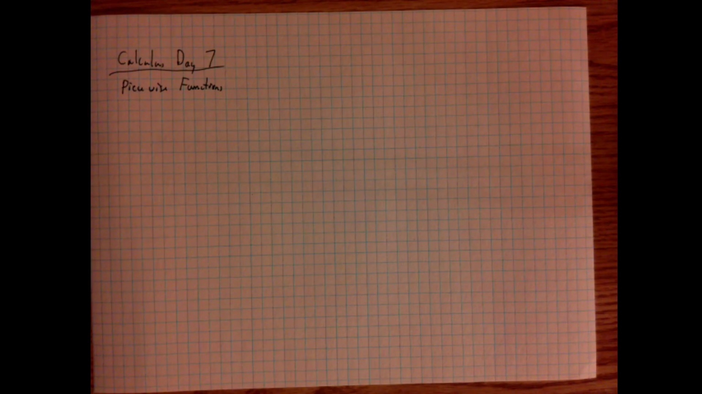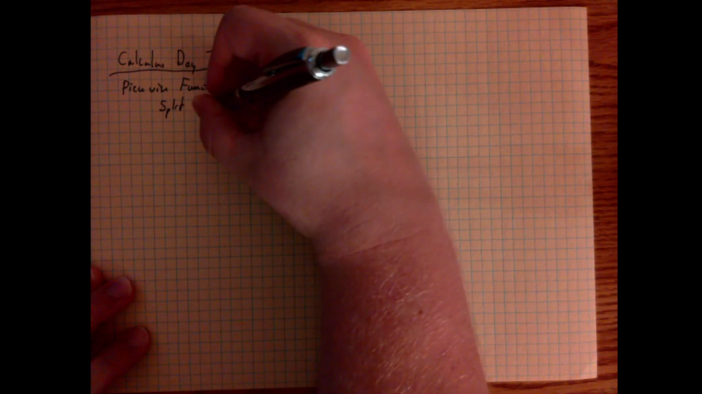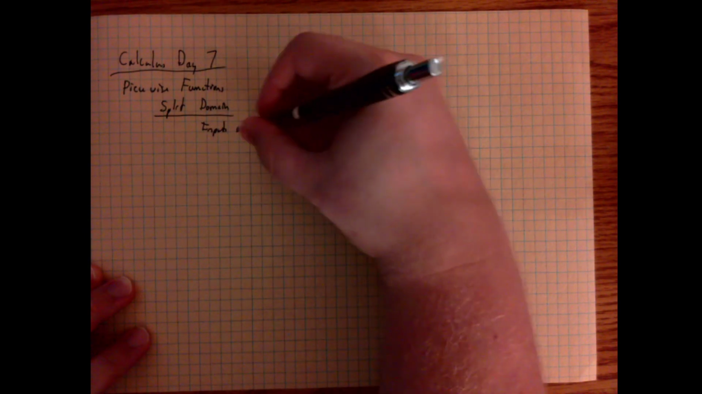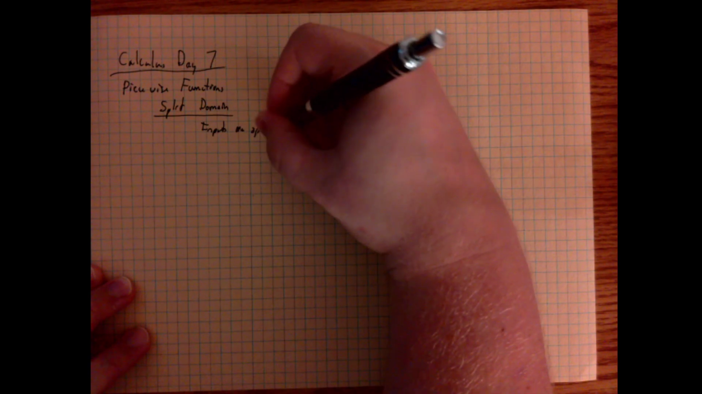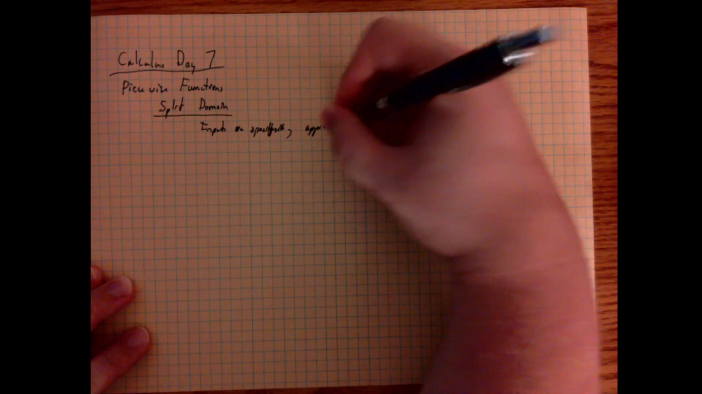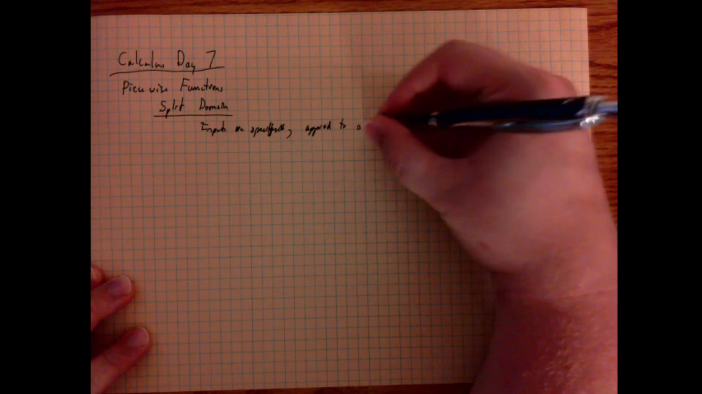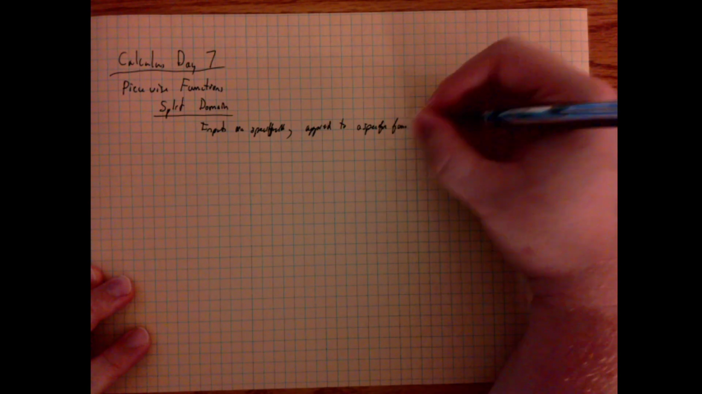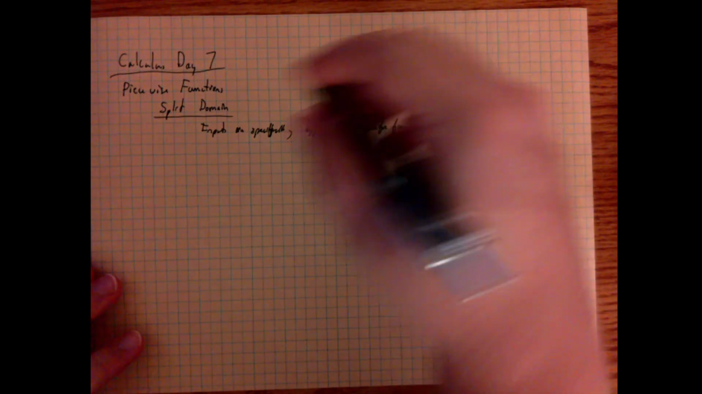Now, anytime we talk about piecewise functions, it should be noted that these are split domain functions. Meaning, your inputs are specifically applied to a specific function. I used "specific" too many times. Let's look at a classic piecewise function.